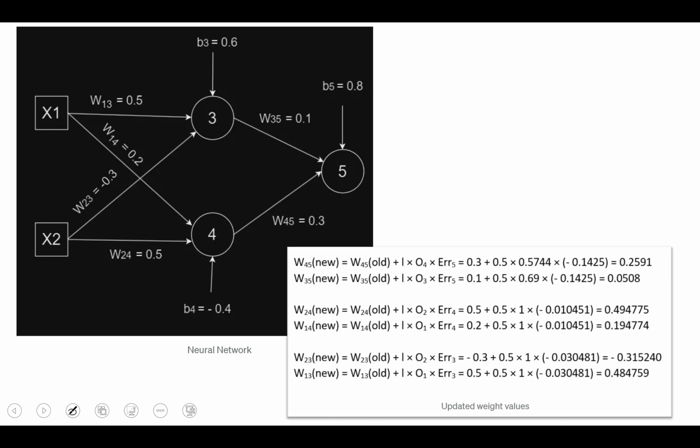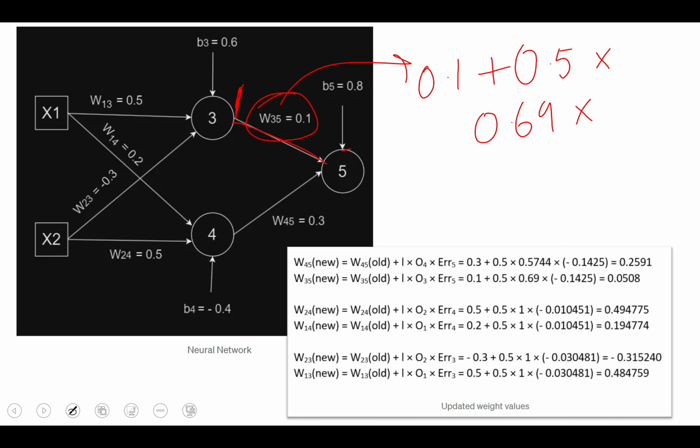Now let's see what the newer weight will be for the 3-5 connection. You need the older weight, that is 0.1, plus learning rate 0.5 multiplied by whatever the output for this node was, so this was 0.69, multiplied by whatever the error we got here, that is minus 0.1425. Simply evaluate this and you will get the output.